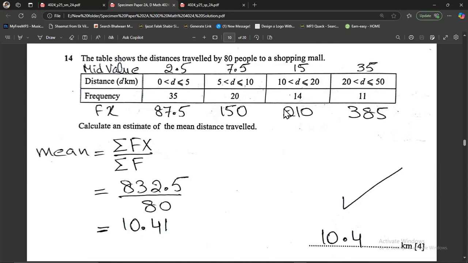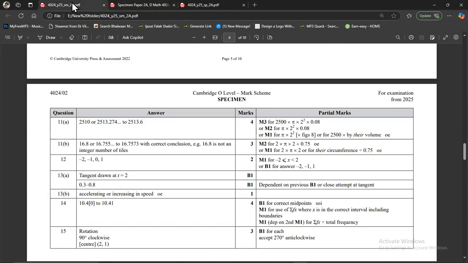Summation f means you add up all the frequencies. 35 plus 20 plus 14 plus 11, that is 80. So summation fx divided by summation f, that is the mean. So 832.5 divided by 80, and that is 10.41. So 10.4 is the mean value.